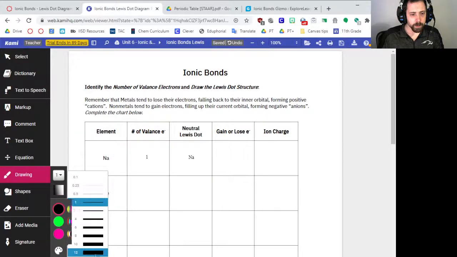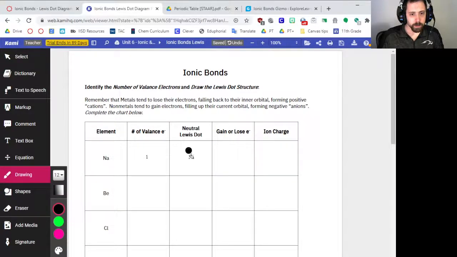Will this work? Okay, now we're getting better. So undo. Alright, so to make these dots, let's make this a size 4 and just click once. There we go, 1 dot, because we have 1 valence electron.